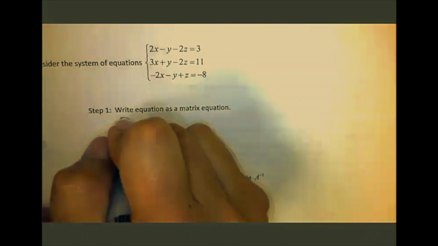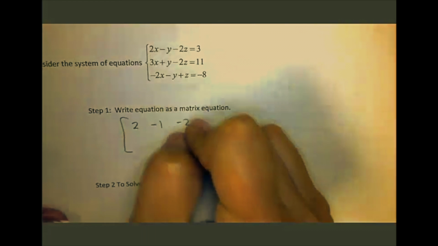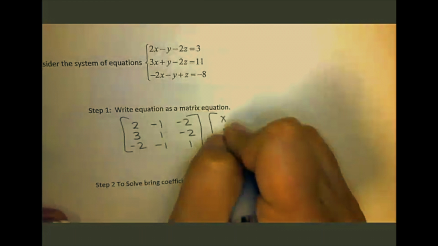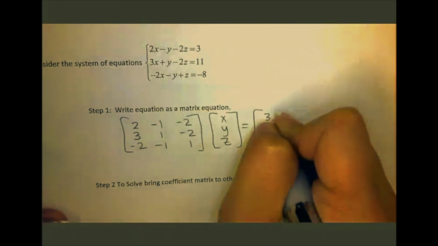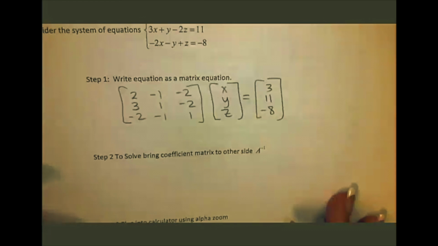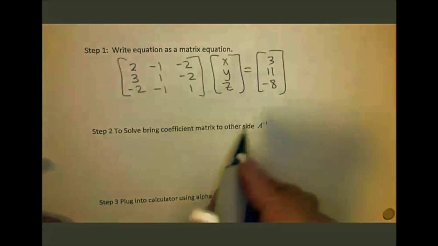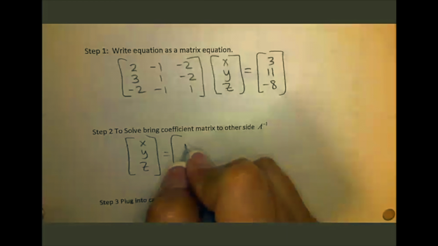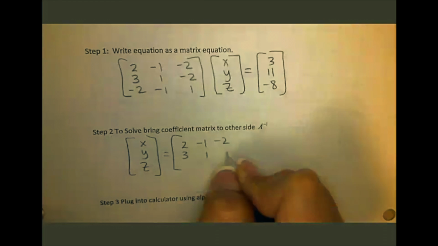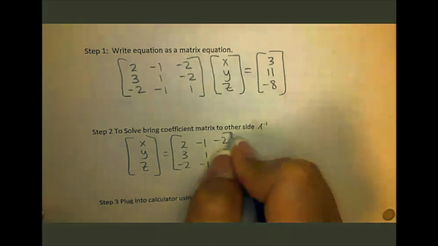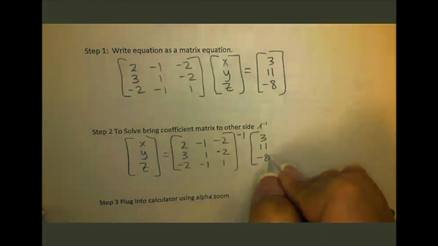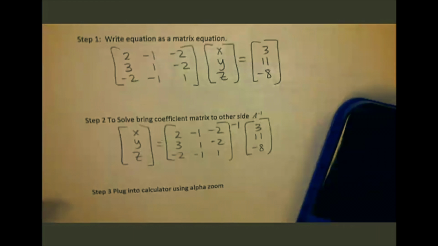This one already has everything in the standard form, so it's ready to set up as a matrix. We set up our coefficients, our variables, and our constants. Now that we have that set up, we want to take this to the other side. Again, we do that with the A to the -1 power, so that's what we need to represent. So we're going to get 2, -1, -2, 3, 1, -2, -2, -1, 1. A little -1 shows the inverse of that, times our constant matrix, which is 3, 11, and -8. Now it's time to put it in the calculator so that it does all the work for us.